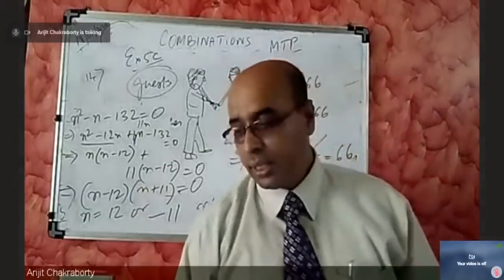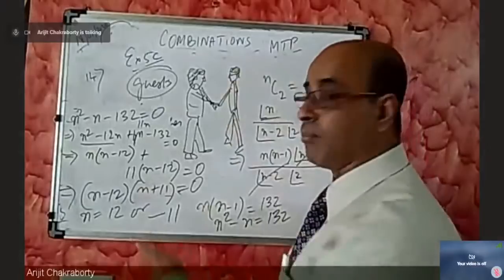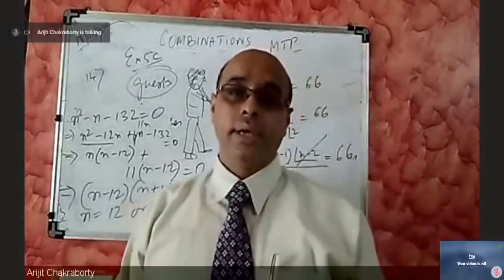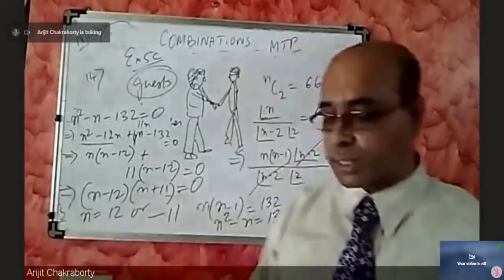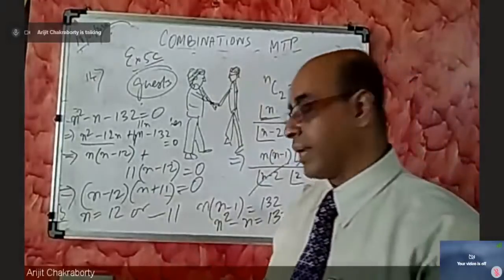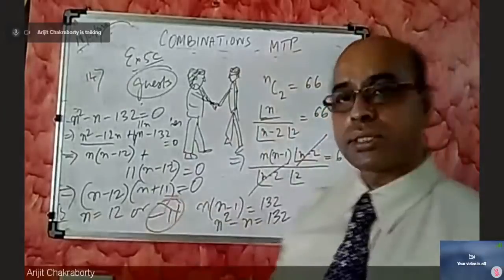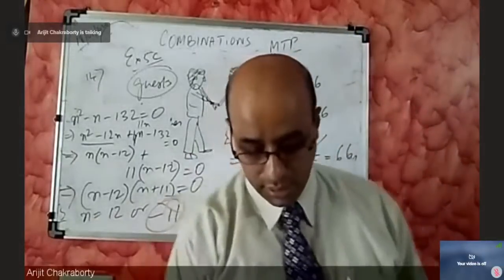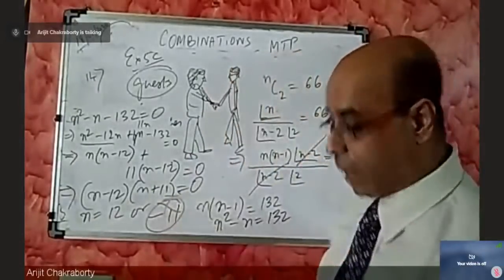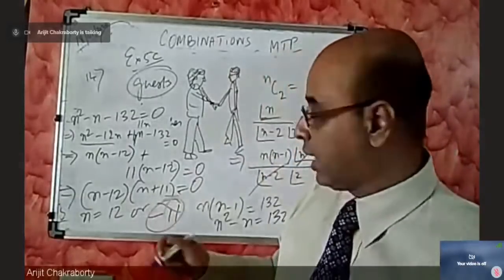Again the question, n here means the number of guests. Now can you have negative guests? No, you cannot have a negative number of guests. So therefore n cannot be equal to minus 11. So therefore n has to be equal to 12.